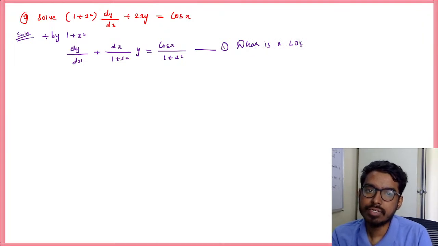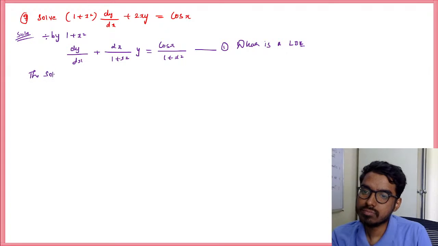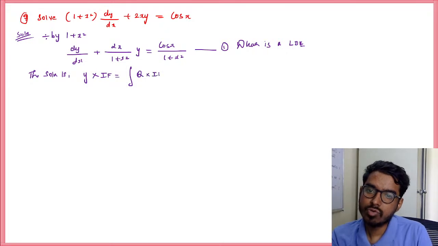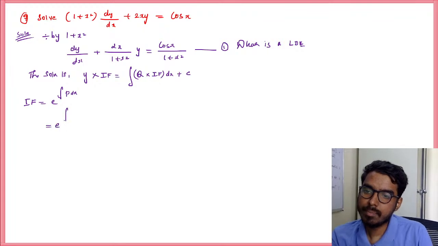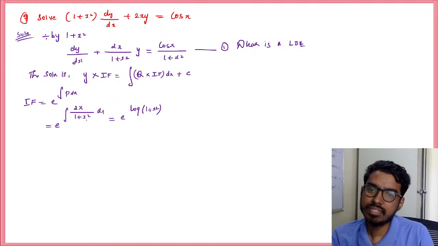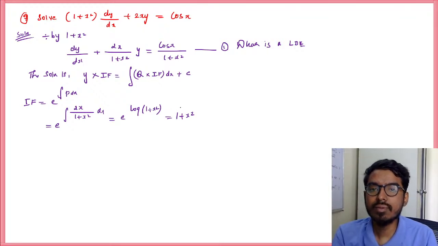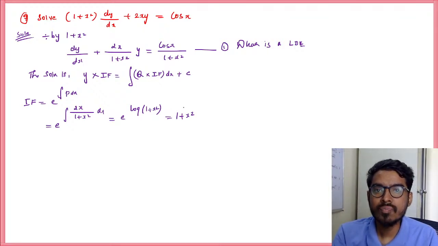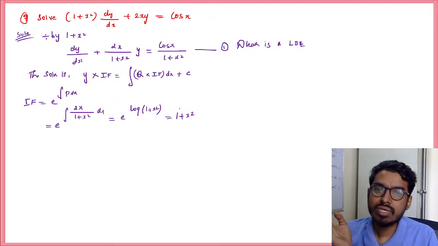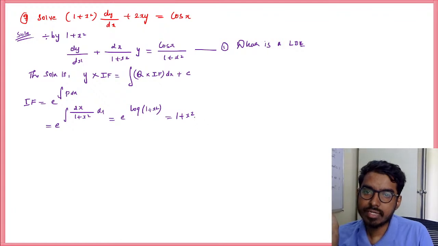This is a linear differential equation. The solution is given by y into integrating factor is equal to integration of q into integrating factor dx plus c. So we will find the integrating factor, e power integration of p dx. So e power integration of what is p? P is 2x by 1 plus x square dx. So which is nothing but log of 1 plus x square, right? f of x, f dash of x is 1 plus x square. So again I'll repeat, go through all the previous videos, then only you will solve problems more faster, right? So the integrating factor is 1 plus x square.